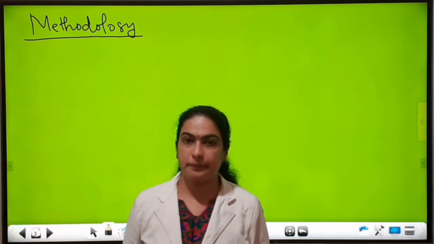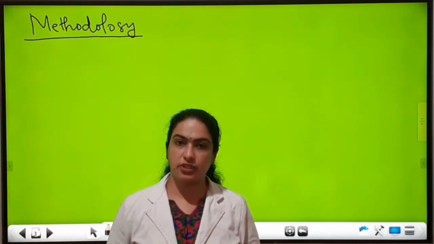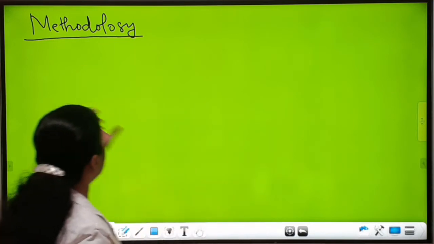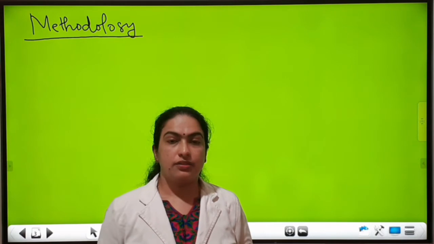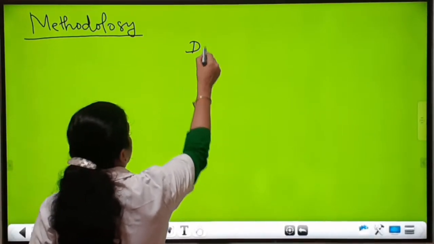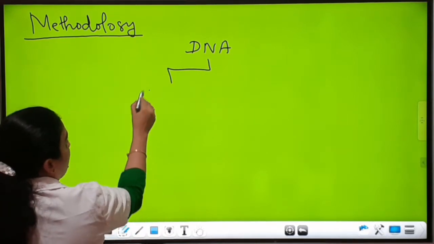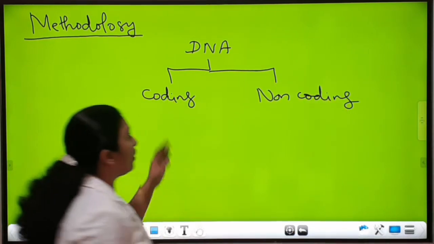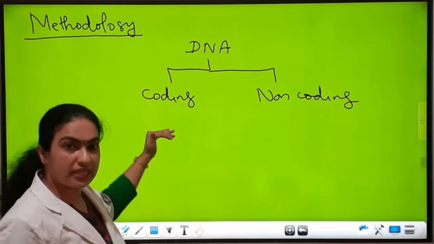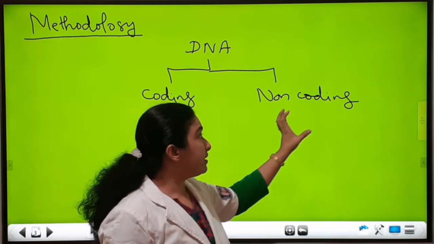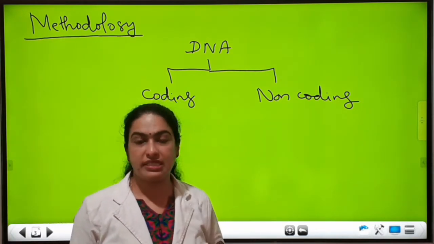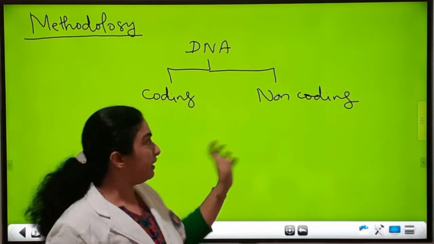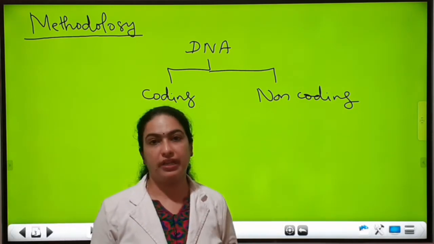So the methodology. Before the first step, the isolation of DNA, I want to tell you there are two approaches. The DNA consists of two parts, the coding parts and the non-coding parts. The coding parts are exons, which take part in protein synthesis, and the non-coding parts are called introns, which do not take part in protein synthesis. Coding strands are very few in number, and non-coding strands are more in the DNA sequence.